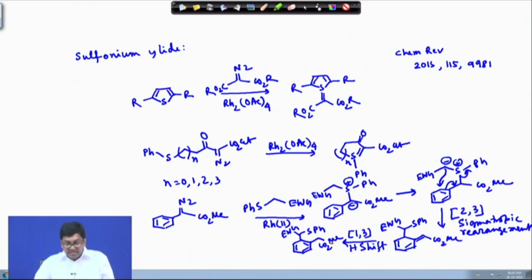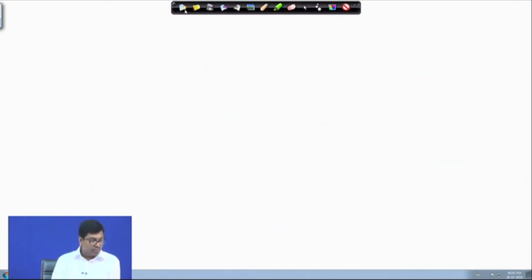So, finally, what will this give? This is the reaction of these thioethers, where the sulfur can react as the nucleophile with this metallocarbenoid species. Once it reacts, it will proceed through tautomerization and then the 2,3 sigmatropic rearrangement, followed by rearomatization, to give the final product. Next we will see different types of insertion reactions.